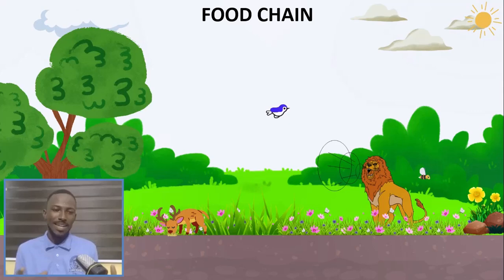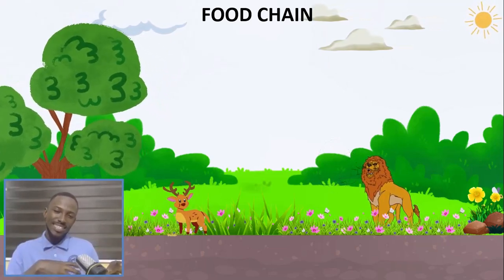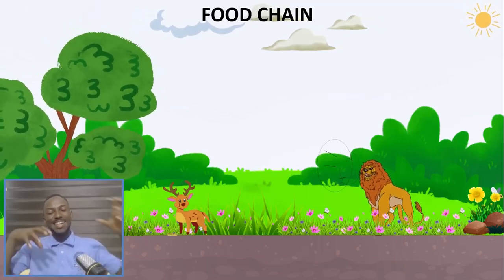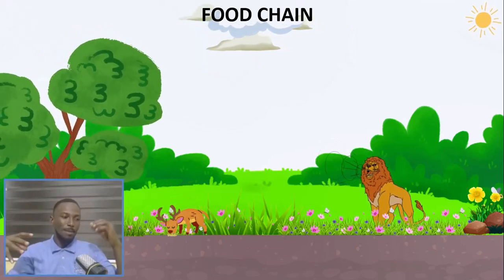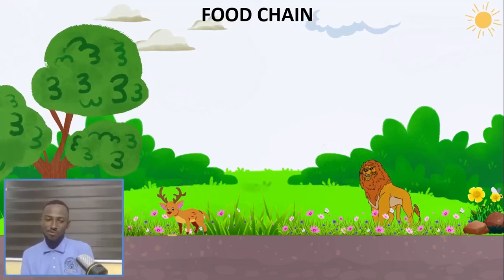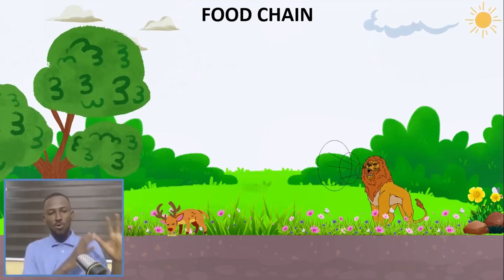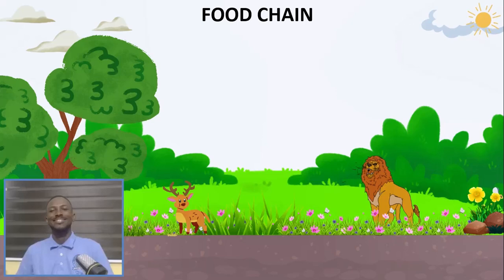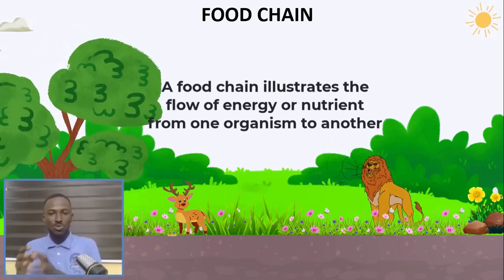So here's the point. We have the plant out there, which uses photosynthesis to produce glucose or sugar. Then a deer goes to eat the grass or the plant and gets energy from it. After it has gotten energy, what happens? A lion then comes to feed on the deer. So look at this. There is energy that is locked up in the sun by means of photosynthesis. Plants are able to convert water and carbon dioxide into glucose. Then herbivores feed on the plants or the grass, and carnivores come to feed on the herbivores. So this flow of energy from one living thing to another is what you are referring to as a food chain. So a food chain basically illustrates the flow of energy or nutrients from one organism to another.